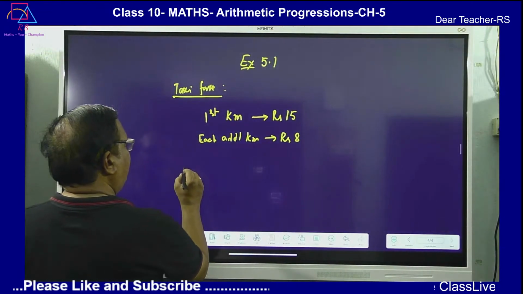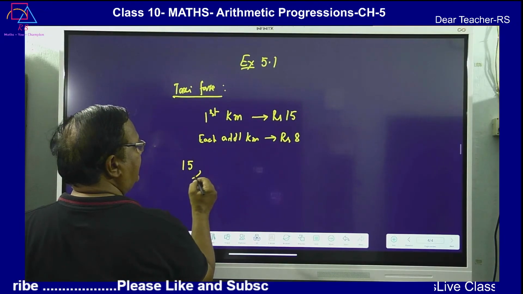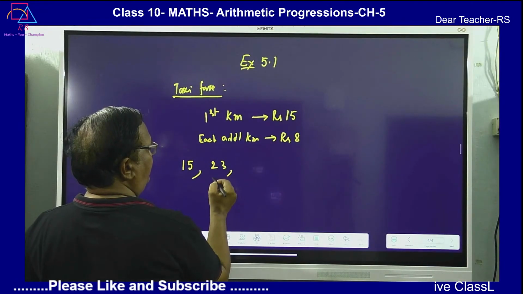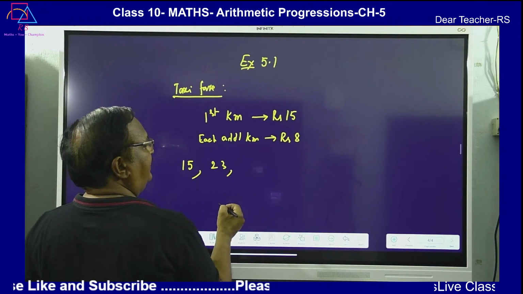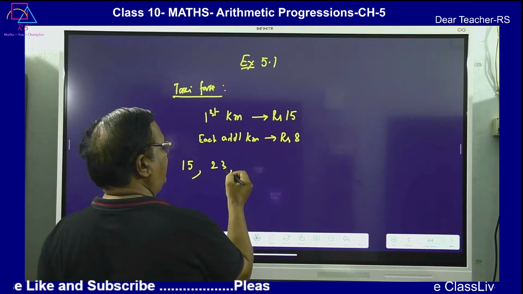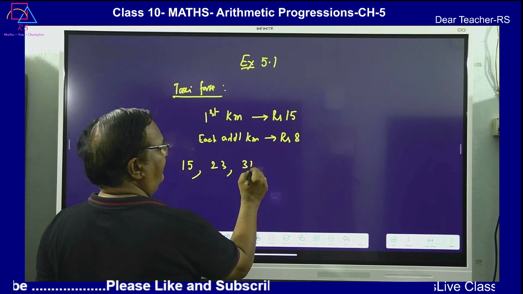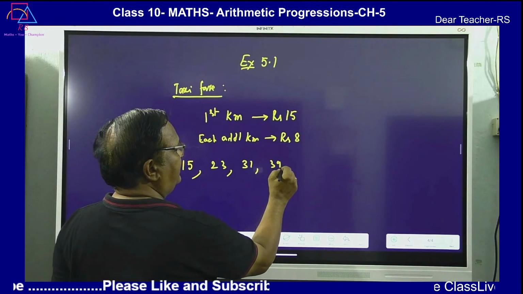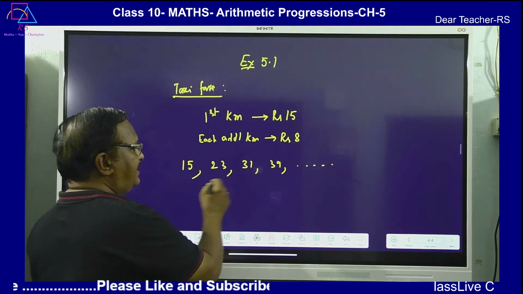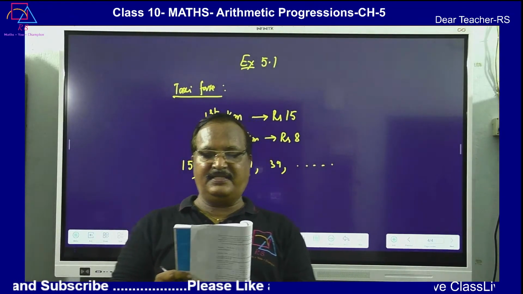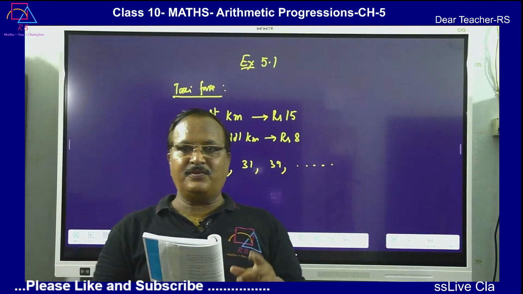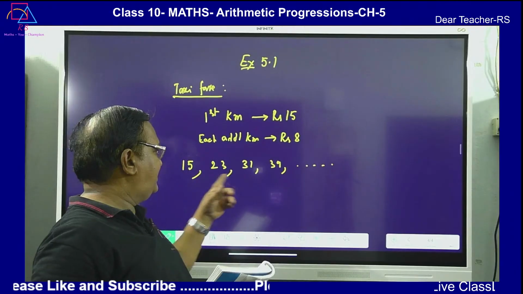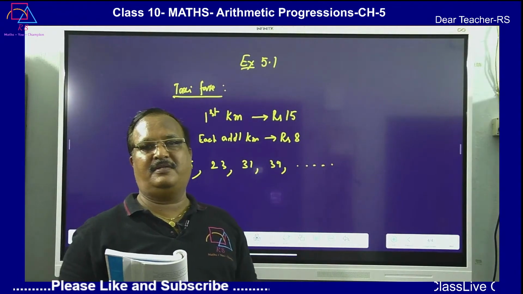So, first kilometer 15 rupees, second kilometer 15 plus 8, 23 rupees. Third kilometer, if you are traveling one more kilometer extra, 8 rupees has to be added, 31. One more kilometer, 39 rupees, and so on. Now, these are the list of numbers we have got in this problem. Now, we have to identify whether these list of numbers form an AP or not.